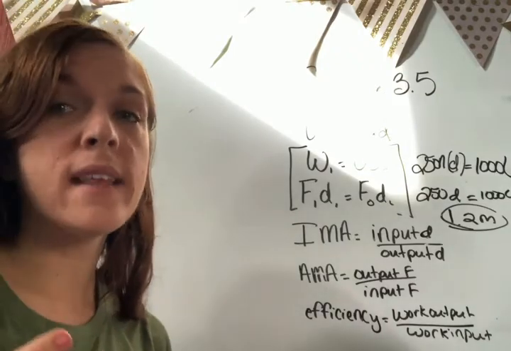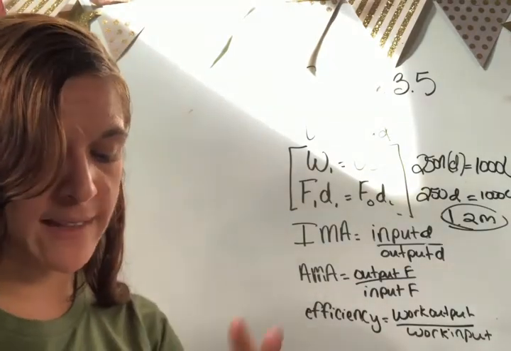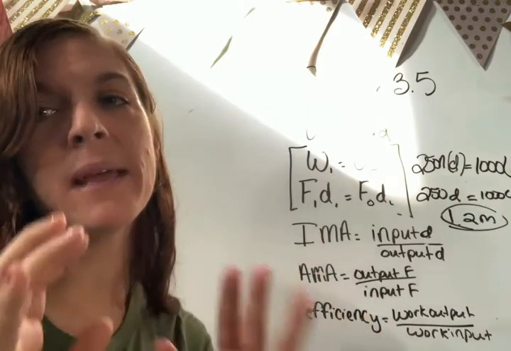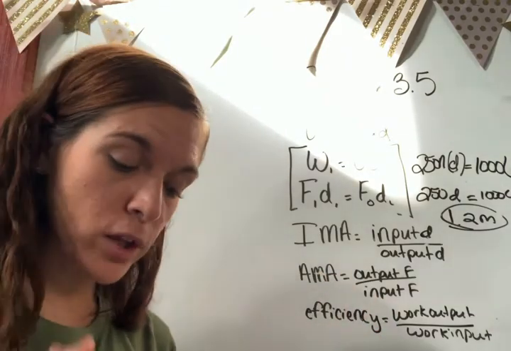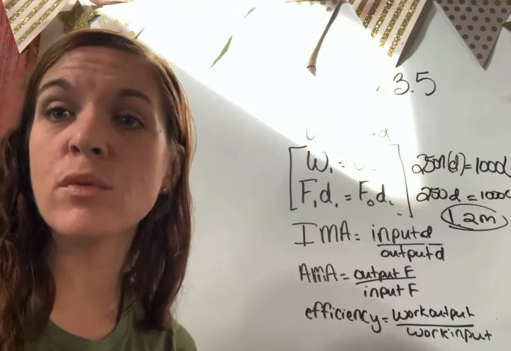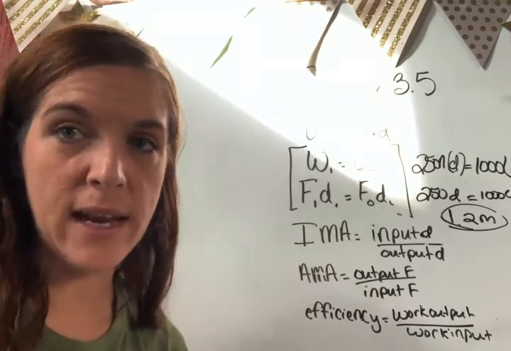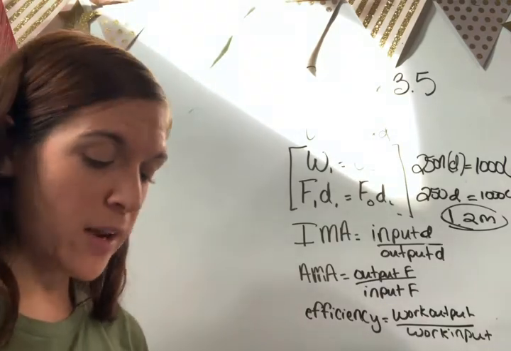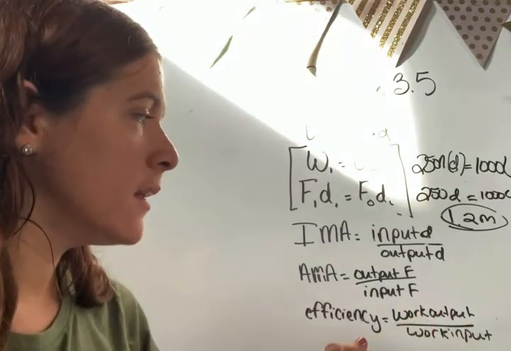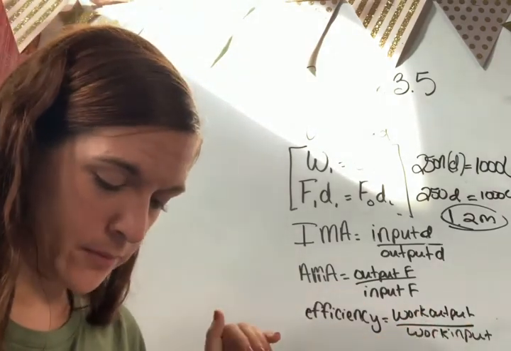So the last formula that they're going to talk about basically today is called efficiency. That's how well the machine converts input work into output work, okay? It's a lot like mechanical advantage. It's just a different way of looking at it. How efficient is this machine? Is it worth the advantage that you get, right? So now this is going to be work output divided by work input.